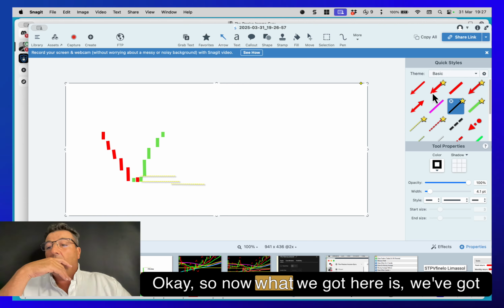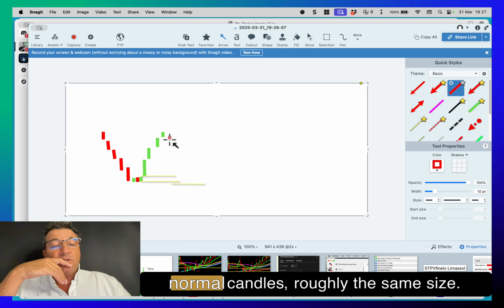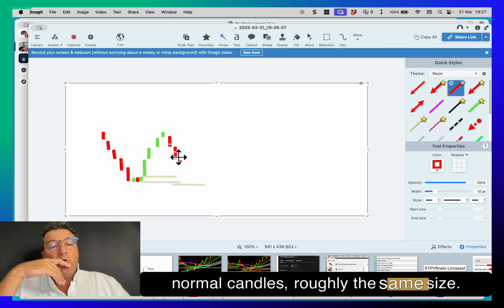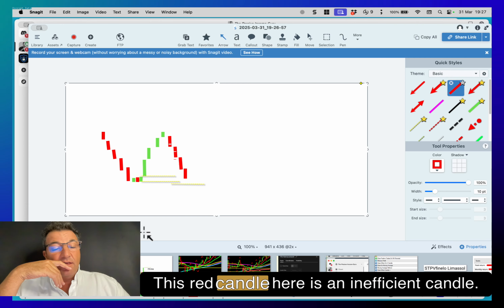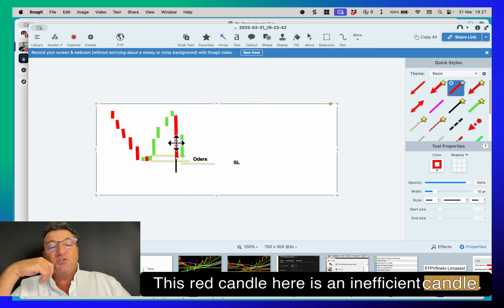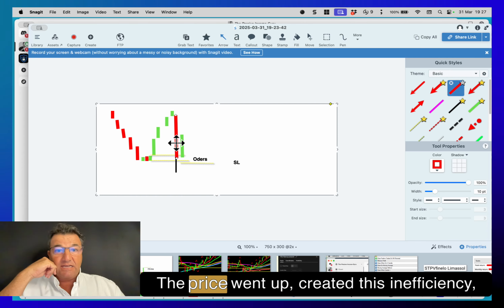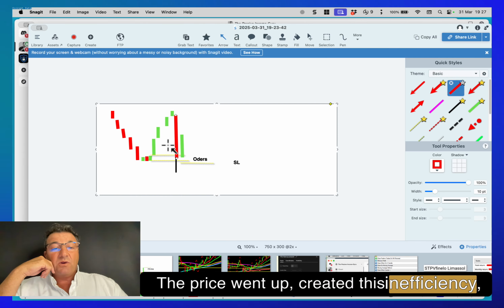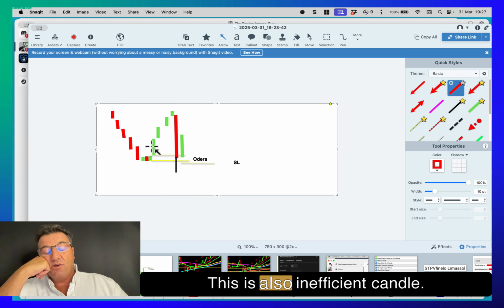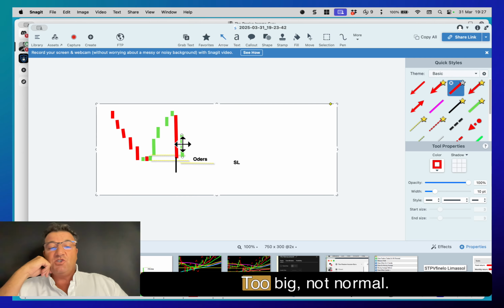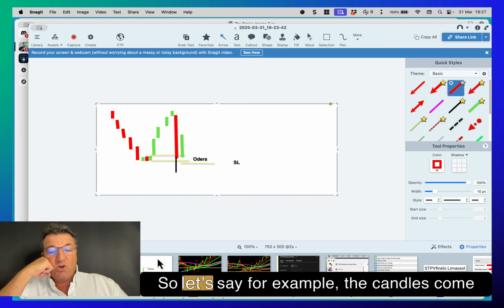So now what we've got here is normal candles, roughly the same size. The market is moving efficiently. This red candle here is an inefficient candle. Exactly what Guy is saying. Price went up, created this inefficiency, and then the price came down, closing this fair value gap. This is also an inefficient candle. It's too big. It's not normal.